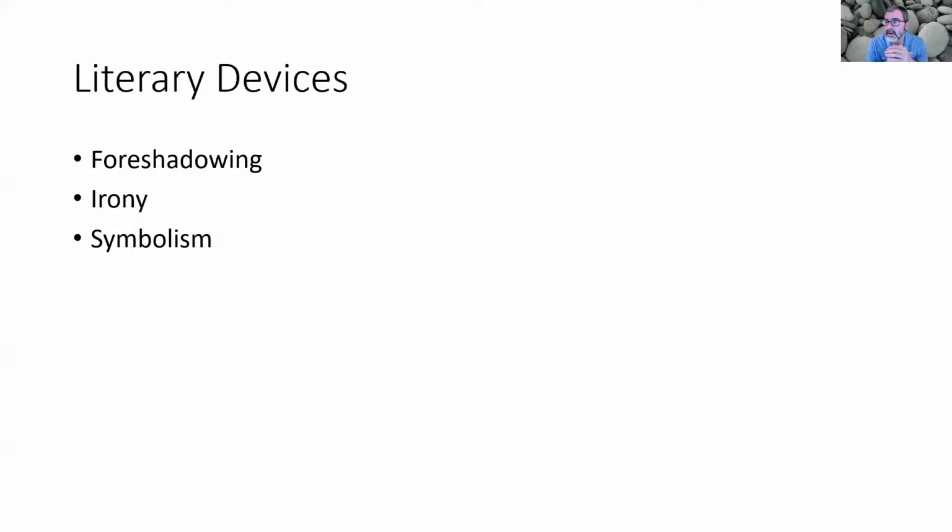Now, by now you should have already read it. If for some reason you haven't read it, make sure you do. It's on page 25 of our book. Make sure you've also answered the questions that come along with it. If you haven't yet sent me those questions, of course, you need to do that. So the three devices that we're going to be taking a look at are foreshadowing, irony, and symbolism.